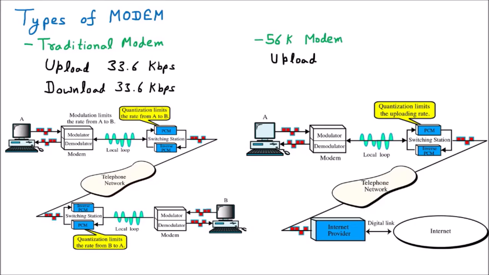And that is the 33.6 kbps. And if I talk about the download speed, so download speed will be increased. And that download speed is 56 kbps. So that means on the download side, the speed is increased. But how is this possible?